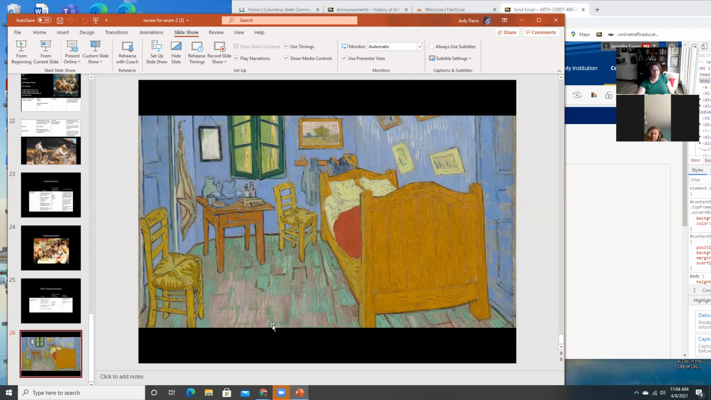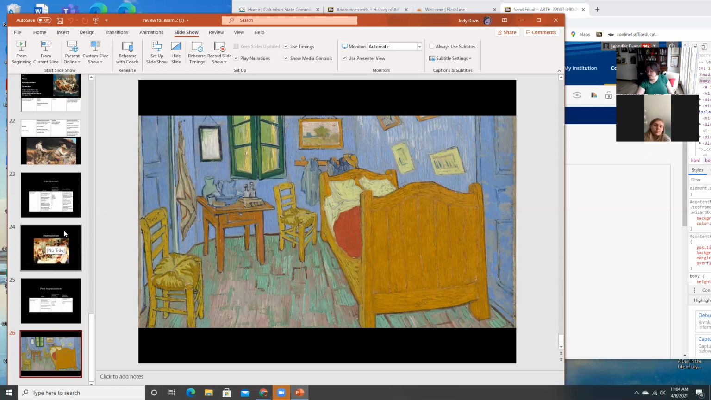Each of the Post-Impressionists has their own hallmark, their own emphasis, but they all fit into the same category of using color to communicate emotion. So let's go back.